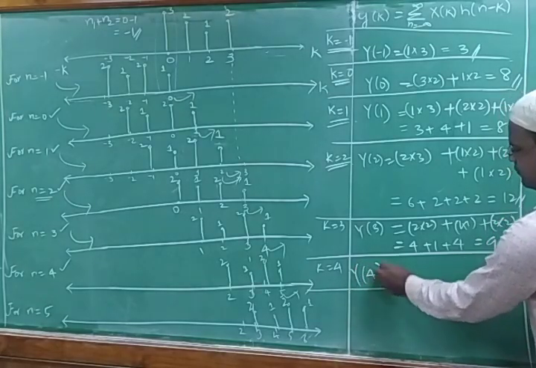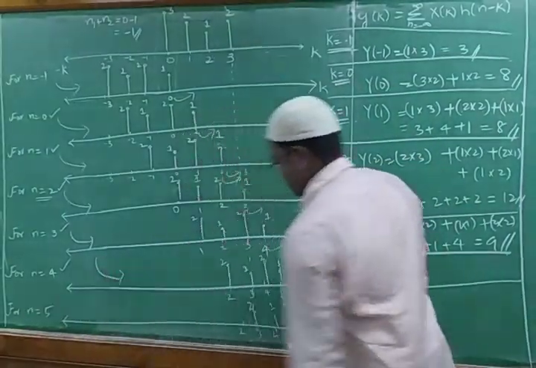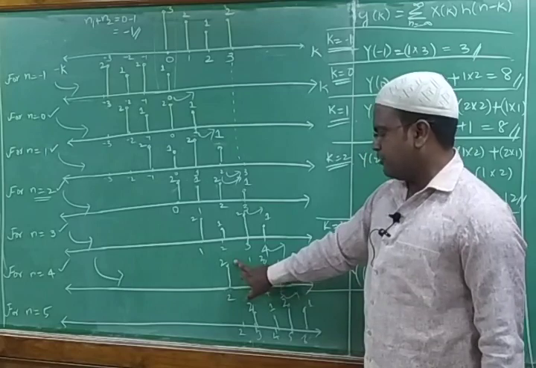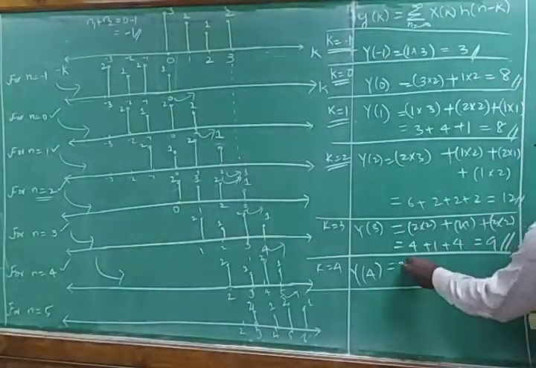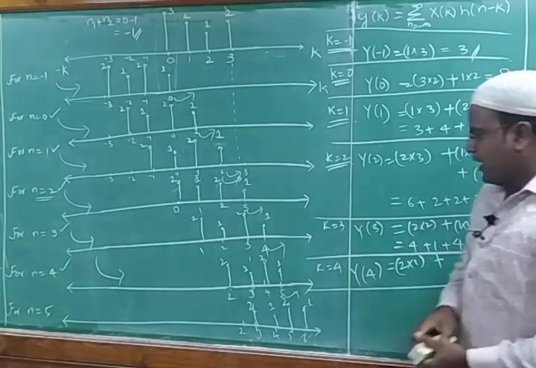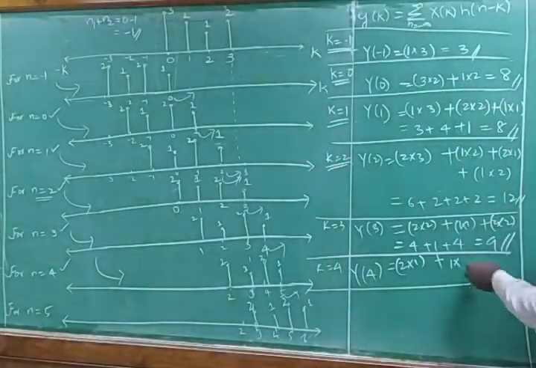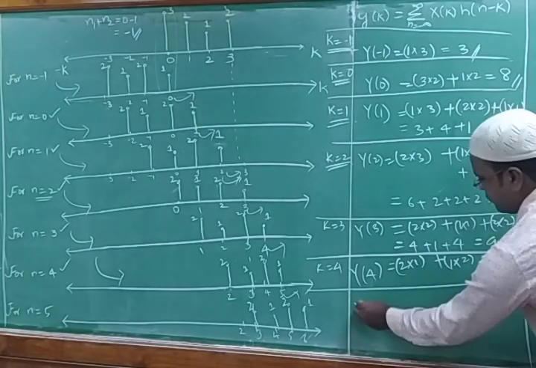Similarly, we will find y of 4. So what is y of 4 graph we do have? This is our y of 4. So what is the position here? The position value is 2. So what is 2 amplitude? It is 2. At 2 amplitude it is 1. So I will write 2 into 1 plus, at 3 it is 1, at 3 it is 2. So I will write 1 into 2. So I get 2 1s are 2 plus 2, it is 4. Likewise I find y of 5.